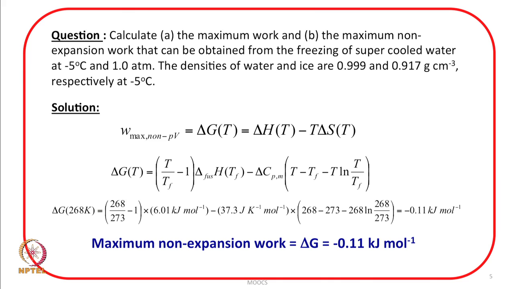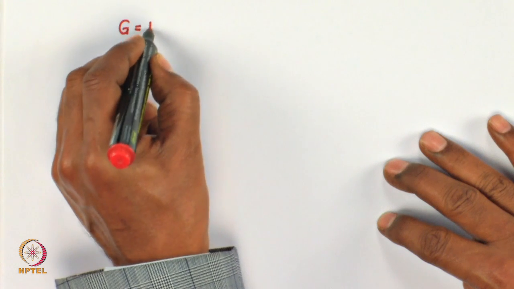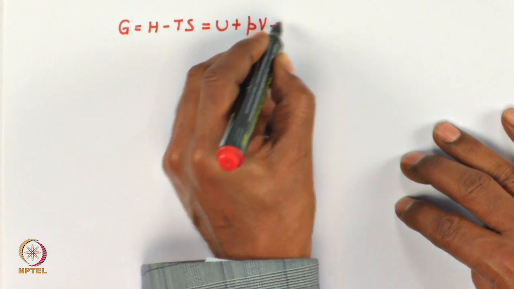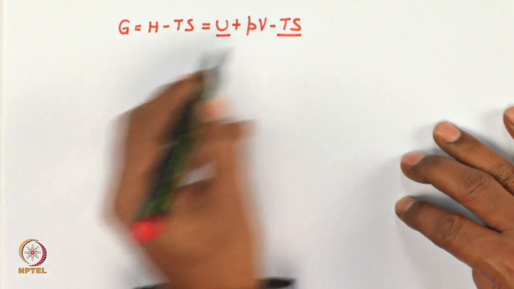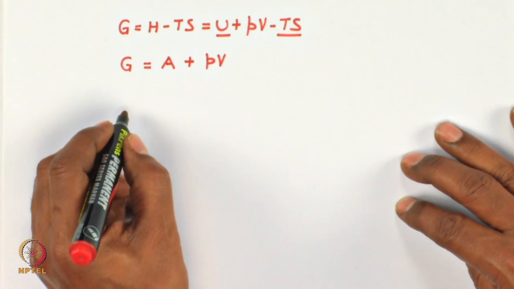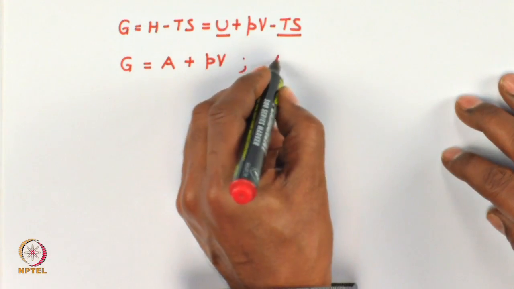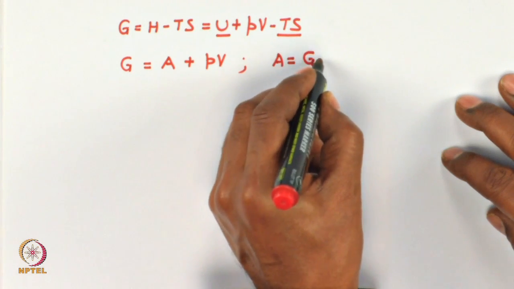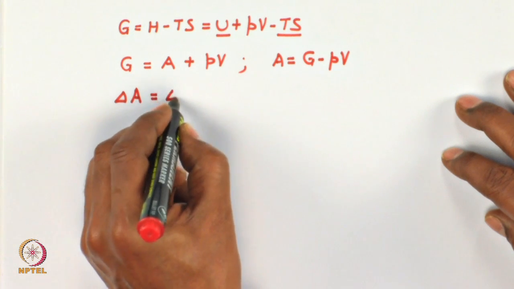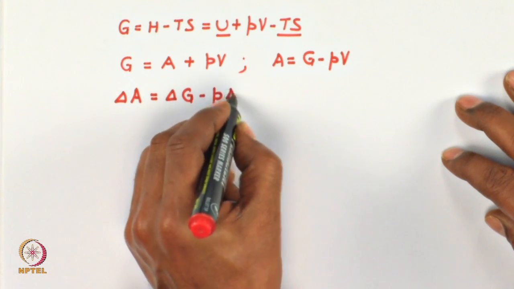Now, we have the information on delta G and it is easy to calculate delta A. How do we do that? G is equal to H minus TS, which is equal to U plus PV minus TS. U minus TS is A. So, therefore, G is equal to A plus PV. This allows me to write A is equal to G minus pressure into volume, and since pressure is constant, I will write delta A is equal to delta G minus P times delta V.